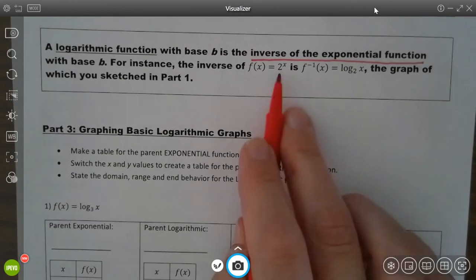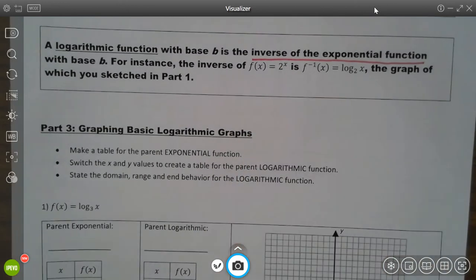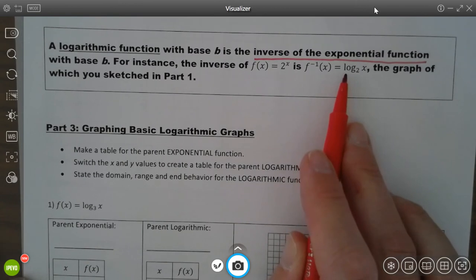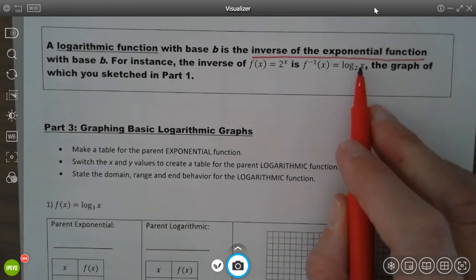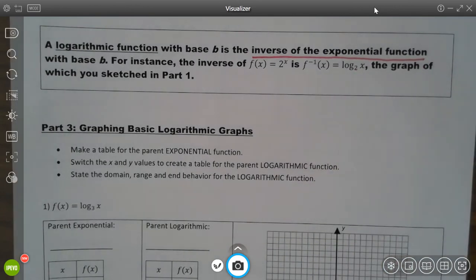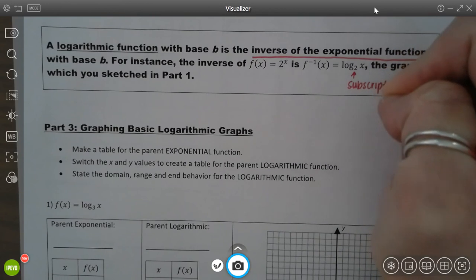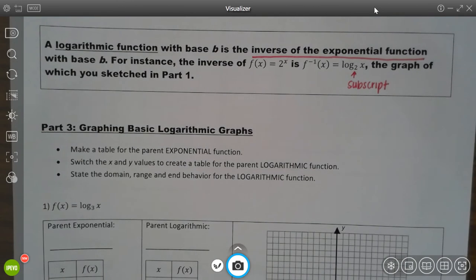So if we're starting off graphing this 2 to the x, the base of our exponential function is 2. So when we graph its inverse, the logarithmic function is also going to have a base of 2. You'll notice that this 2 is a little bit below the logarithm. That's called a subscript. It shouldn't be written like log 2x, it's log base 2. So it should be a little bit below your log function.